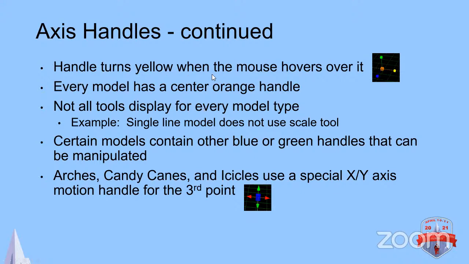The other thing is the handle turns yellow when you hover over it. So if you're having trouble knowing whether you're over it, look for that handle to turn yellow to know that the program thinks you're over top of the axis handle.